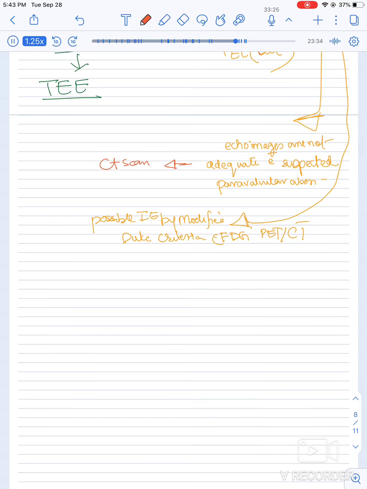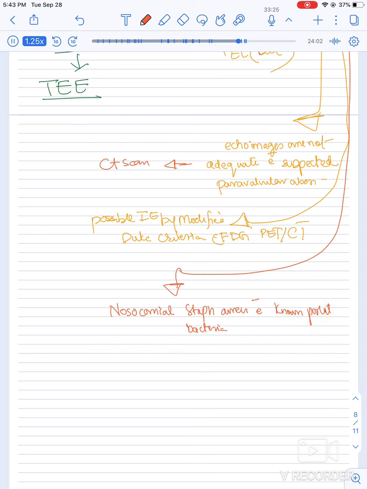And the last but not the least, which is the class 2B recommendation, and that is to consider TEE in patients who have nosocomial Staph aureus bacteremia with known portal of entry. In these patients, you can consider TEE to rule out infective endocarditis.